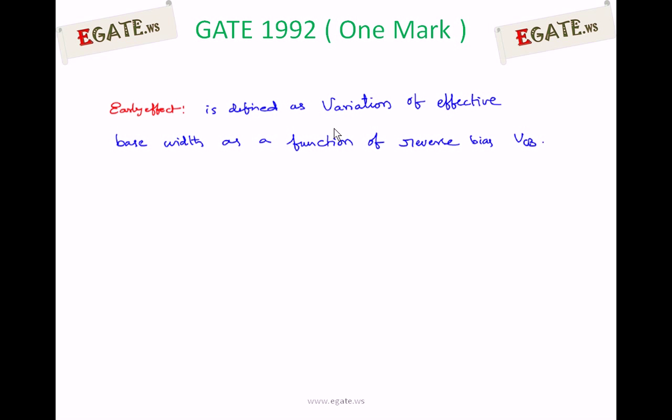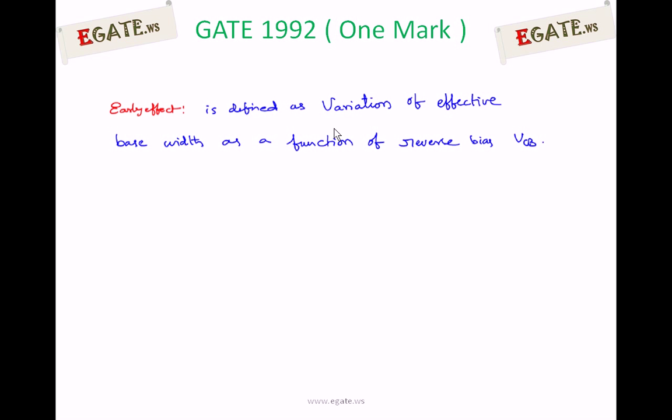Early effect or base width modulation is defined as variation of effective base width as a function of reverse bias voltage VCB. Early effect is defined as variation of effective base width. It is not the original base width. Effective base width as a function of reverse bias voltage VCB. VCB is nothing but the voltage across the collector base junction, that is the reverse voltage.